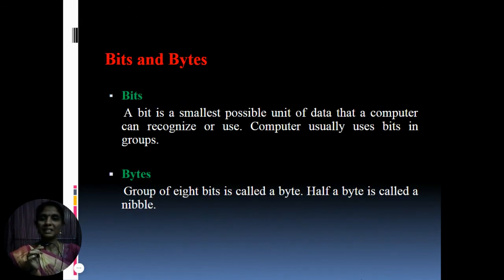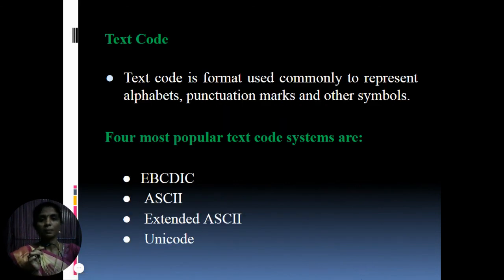Next, bits and bytes. A bit is the smallest possible unit of data that a computer can recognize or use. Computers usually use bits in groups. Next, what is a byte? A group of 8 bits is called a byte. Half a byte is called a nibble.